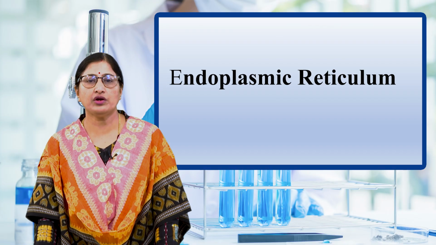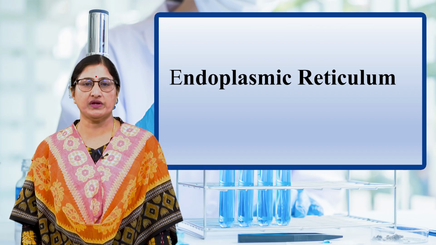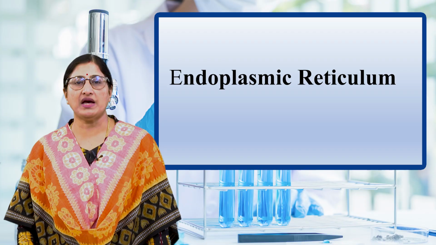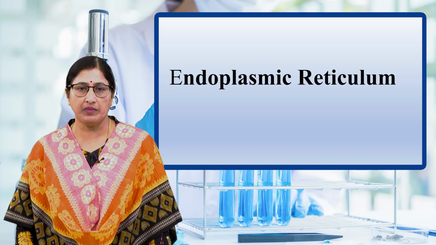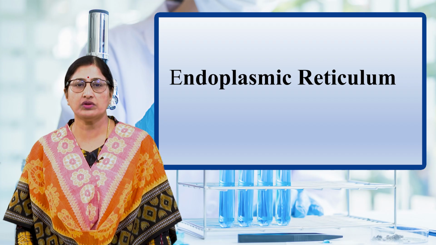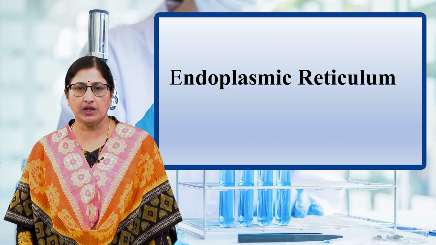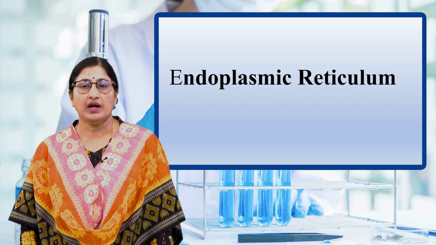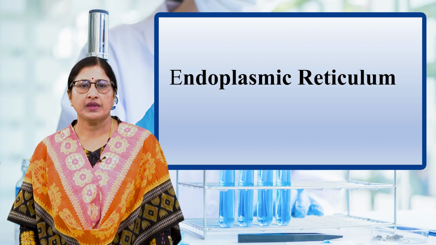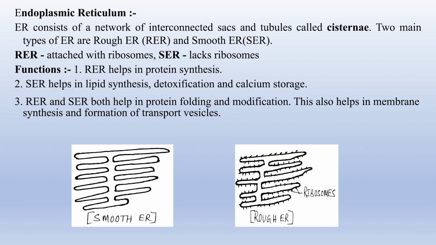Now, moving on to the next organelle of a cell, that is endoplasmic reticulum. This is an extensive network of membranes that extends throughout the cytoplasm of eukaryotic cells. This plays a crucial role in protein and lipid synthesis. Let us learn more about endoplasmic reticulum. This consists of a network of interconnected sacs and tubules called cisternae.